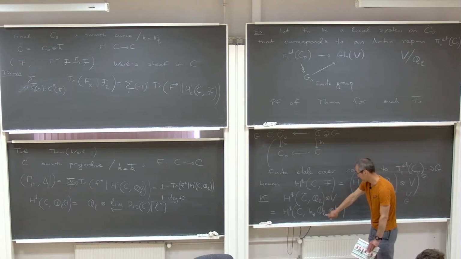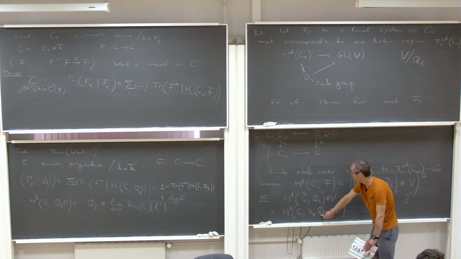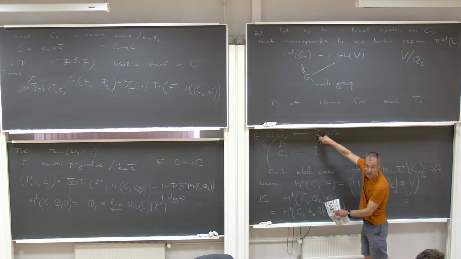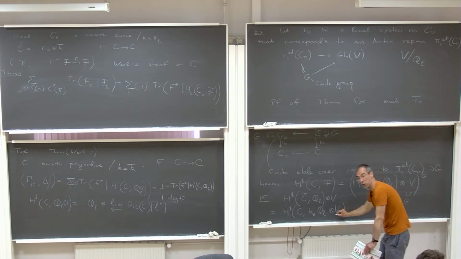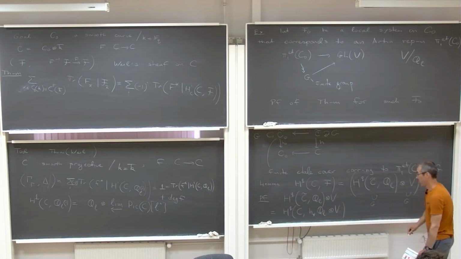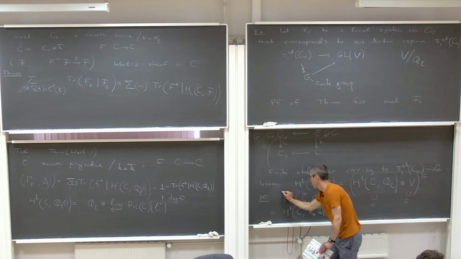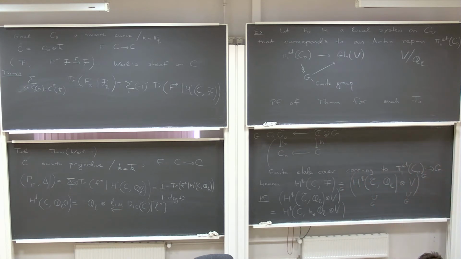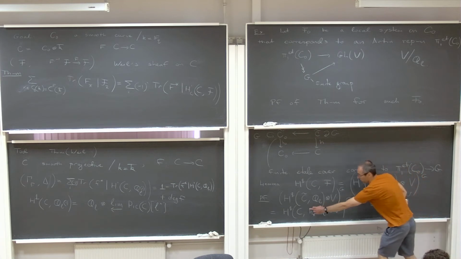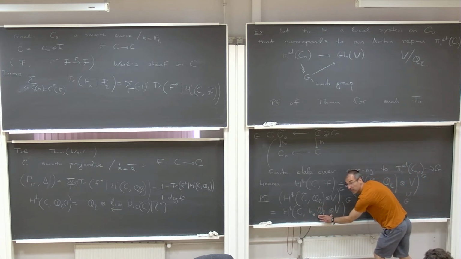So G acts here, right? Why does it act here? Because it acts on C tilde by functoriality. So G tilde acts here, and it also acts here. So if I consider G invariance on this space, it's going to be the same as G invariance here. But now this G does not act on C, it acts only on the sheaf.